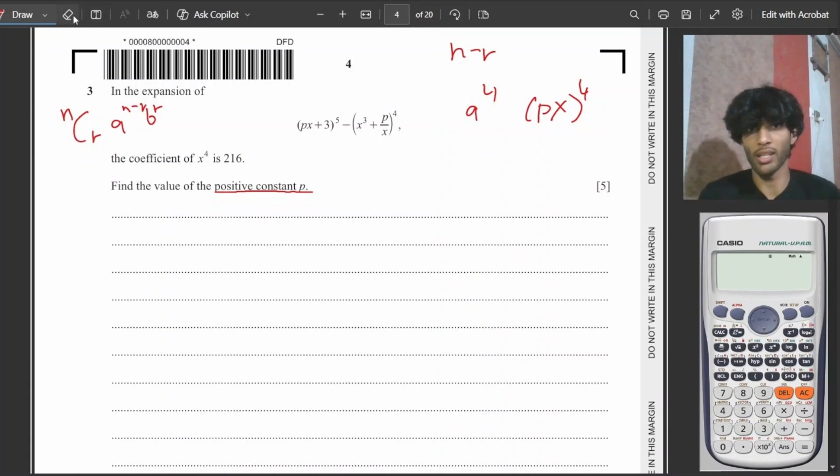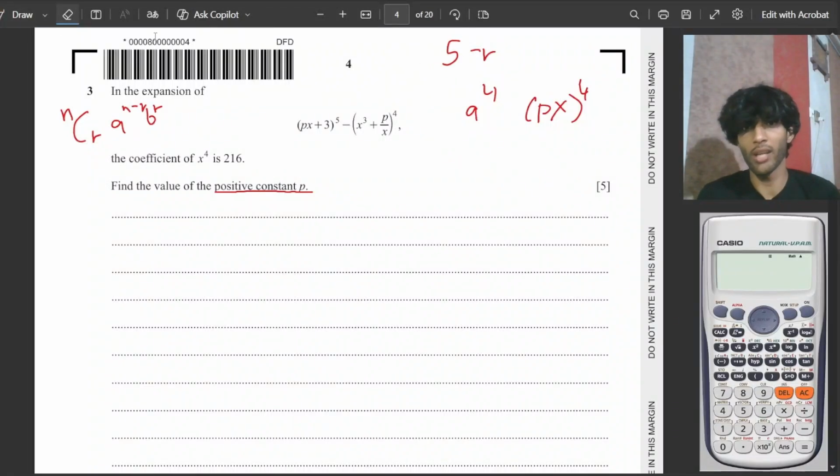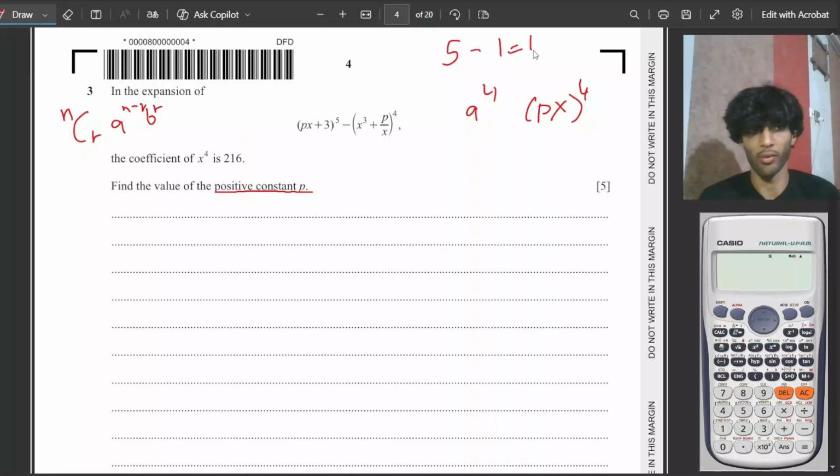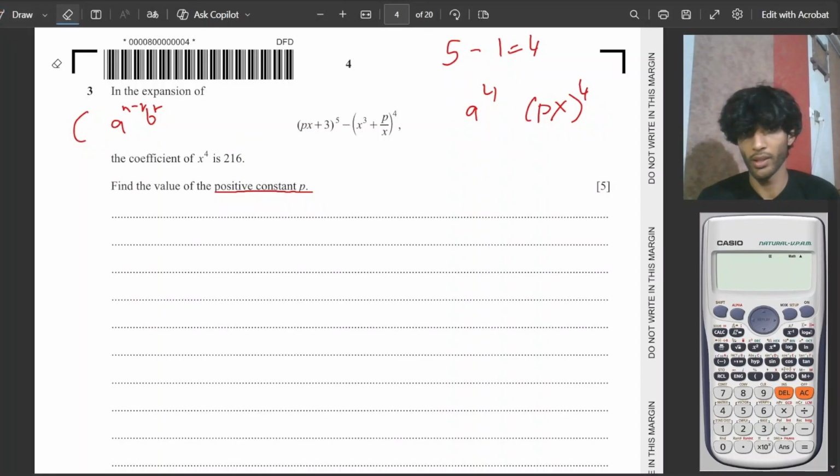So n is obviously the maximum possible power that you can have. That's going to be 5. That's not changing. What can r be such that you get a power of 4? So if r is 1, this is basically going to give you a power of 4. What does that mean for us? That basically means this is 5 choose 1. You have 5 minus 1 over here in the power of a, which is basically going to be 4. And then r is 1, so b is just going to be raised to the power 1.